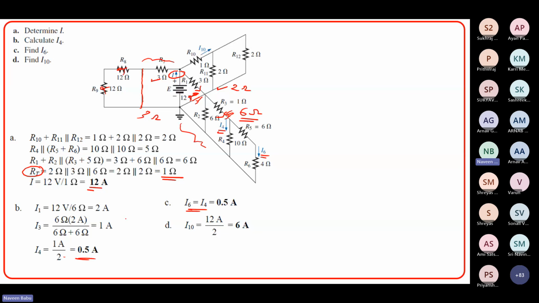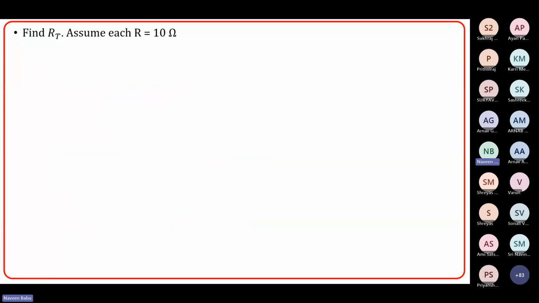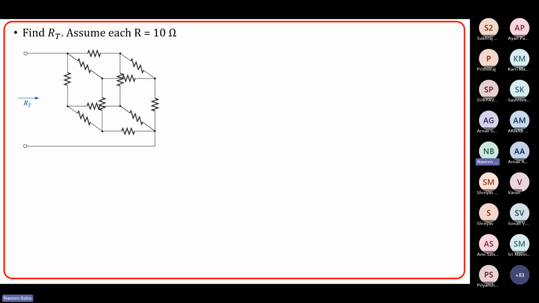All right. So these are some of the kind of problems that you can try. Maybe the last problem before we wind up. You have to find out RT and you have to assume that each resistor here is 10 ohms. Find the total equivalent resistor RT.